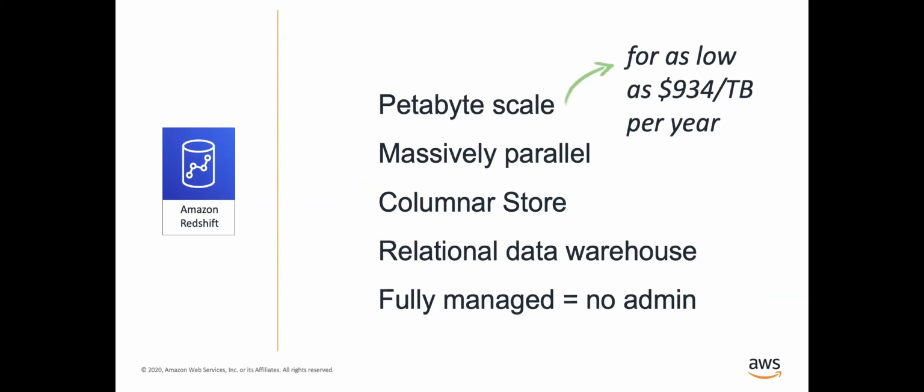If you have been in the cloud space, you must have heard the story of Redshift. Besides EC2 and S3, it is probably the next leading product to change the analytics industry. It provides a terabyte-scale, massively parallel, column-store relational data warehouse, fully managed, no admin, with a cost as low as $900 per terabyte per year.